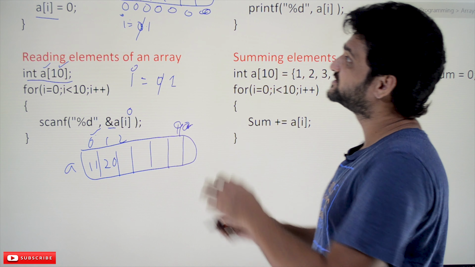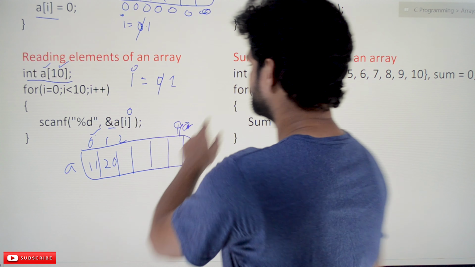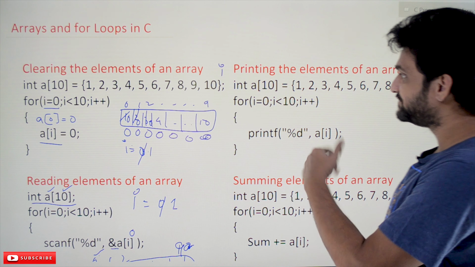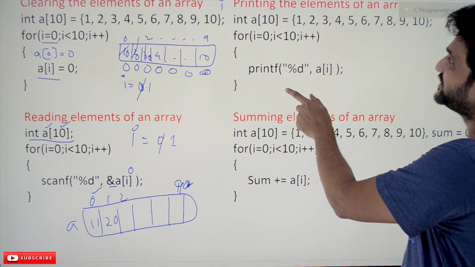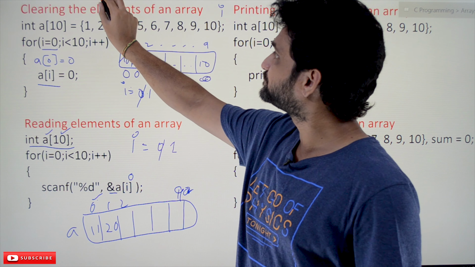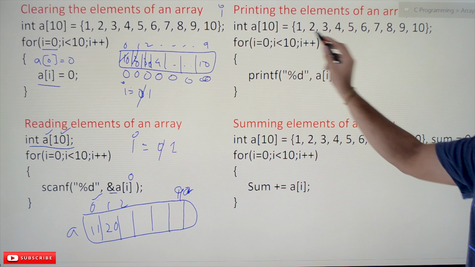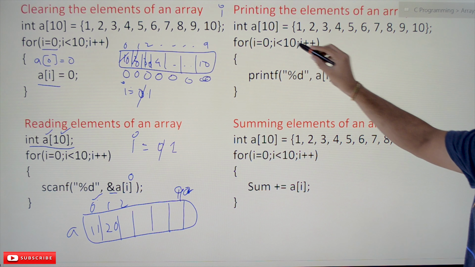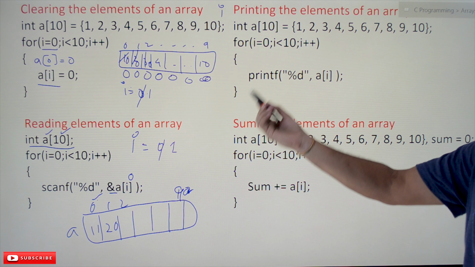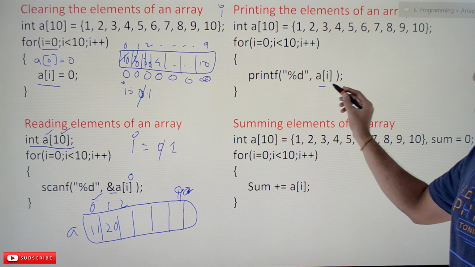And the next one is printing the values. So how to print the values? In an array, the elements are there, and how can we print those elements? Here int a, an array a, has been taken, and the values have been initialized. This for loop is going to iterate as usual, same as that one, and we are going to print all the elements of an array.